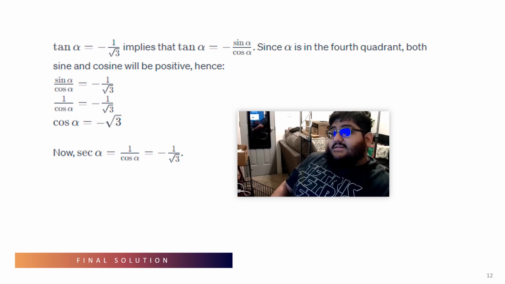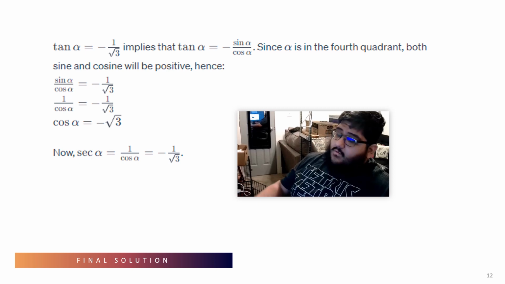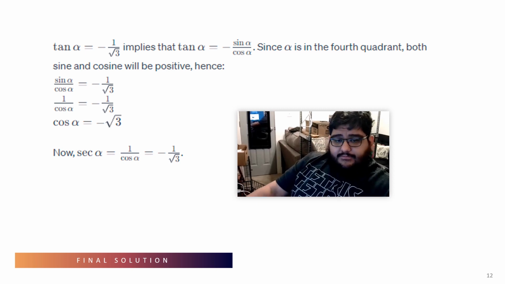Now, secant alpha is equal to 1 over cosine alpha. It's equal to negative 1 over square root of 3.